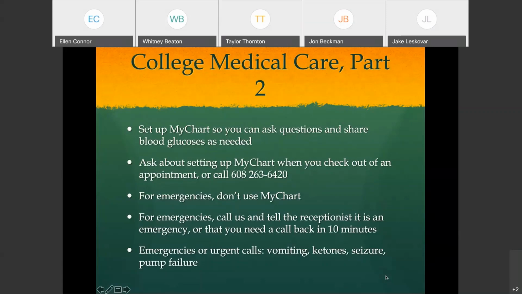The one thing to keep in mind is that it's not something you'd want to use for an emergency. So if you've got vomiting and ketones, call our clinic number, tell the receptionist it's an emergency. And that would be ketones, vomiting, having a seizure, having a pump that's failed, something along those lines. Those sorts of things, somebody should give you a call back quickly.